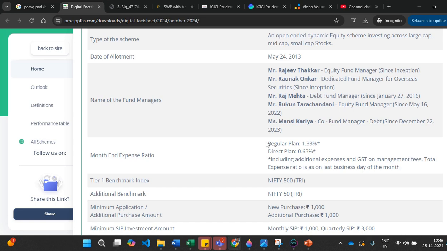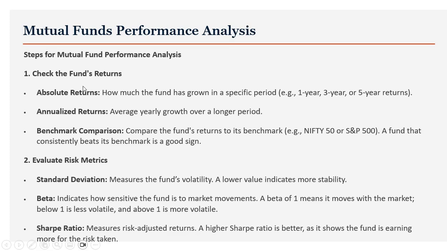Let's talk about the expense ratio and all. First I will go through at an overview level, then I will come to this example. First, I will talk about the fund's returns: absolute returns and annualized returns. You can check them here in the fact sheet. They mention each and everything, like how much the fund has grown in a specific period of time, which you can see under absolute returns, and the annualized returns. You can check the average yearly growth, and what the benchmark is.